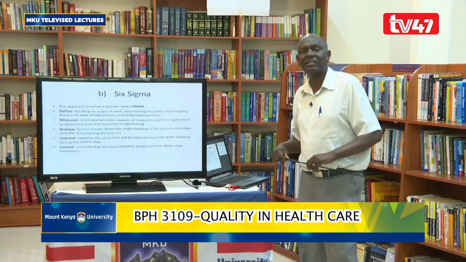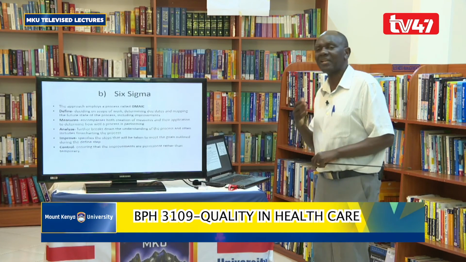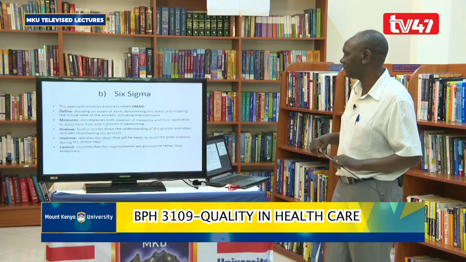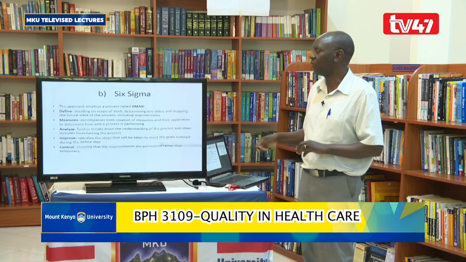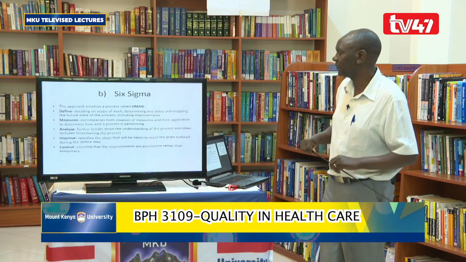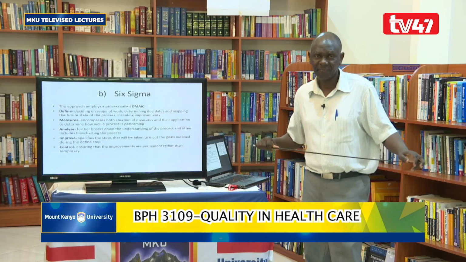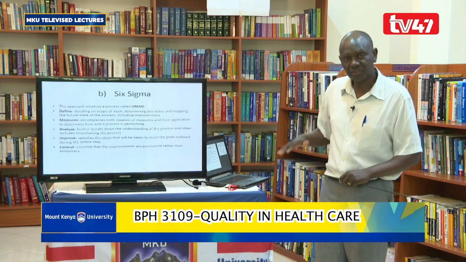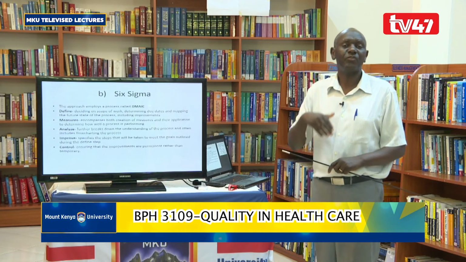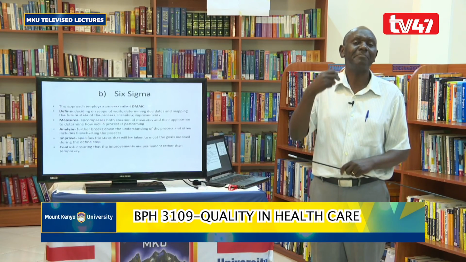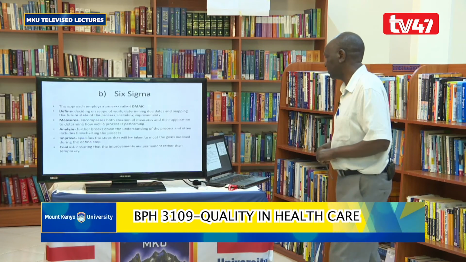Then improve. Improve means that you specify the steps you take to meet your objective which you had already decided above. Control. Control, this is the last one, means that if you have done your interventions and you think you have improved, you must maintain those standards. It has to be a permanent feature.